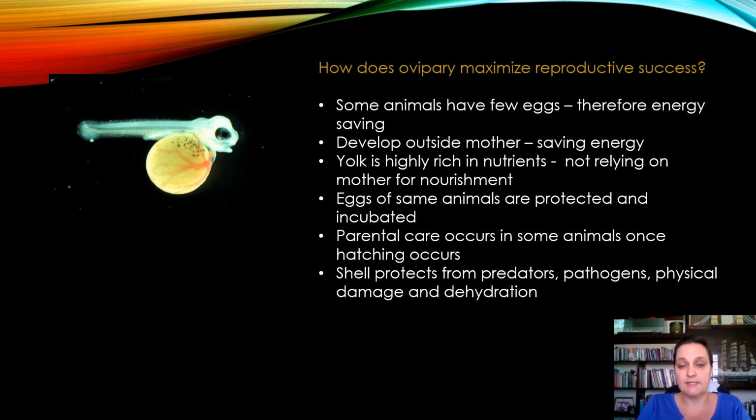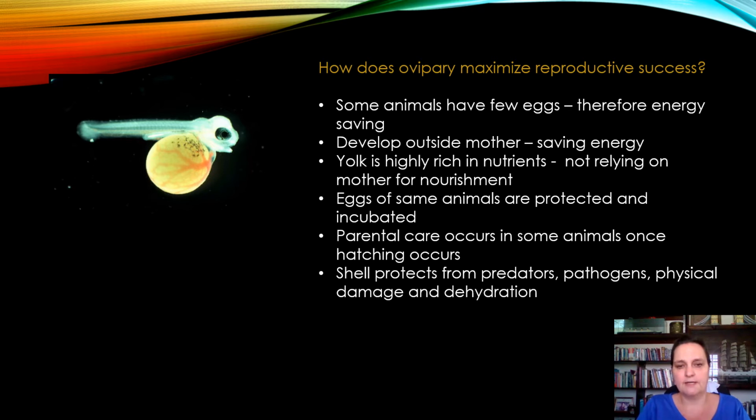Now, the eggs of some animals are protected and incubated. So again, our birds are a good example where they will sit on their eggs, keep them warm, keep them protected. And by protecting them and incubating them and giving them the absolute perfect environment for development and then finally hatching, of course, that maximizes reproductive success. Some of these oviparous animals also exhibit parental care. Our birds are an example again. And of course, parental care is going to maximize reproductive success because if you care for your young, it will ensure that they survive and reach maturity and therefore can reproduce themselves.